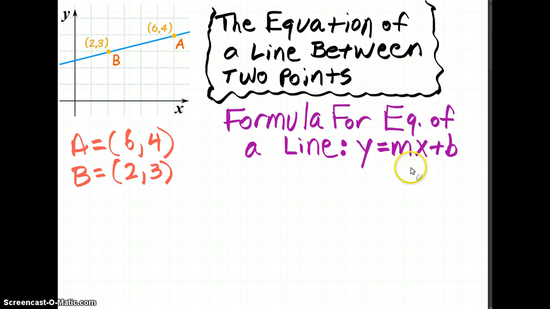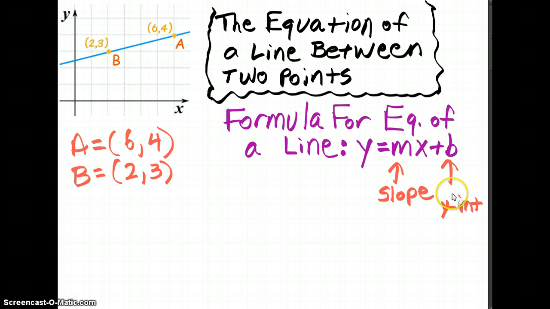of a line. Now you should already recall from your math in 8th or 7th grade that the equation of a line always follows a standard form of y equals mx plus b. Now recall that m right here is going to be the slope of the line that goes between points A and B. And then this lowercase b in the formula stands for the y-intercept.